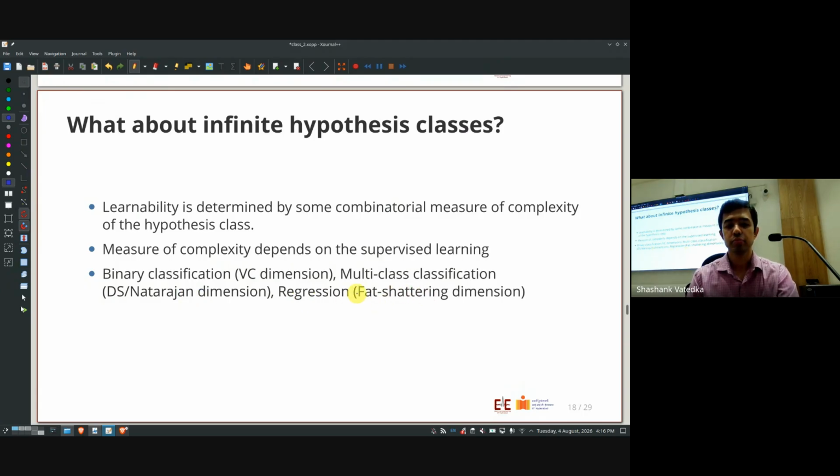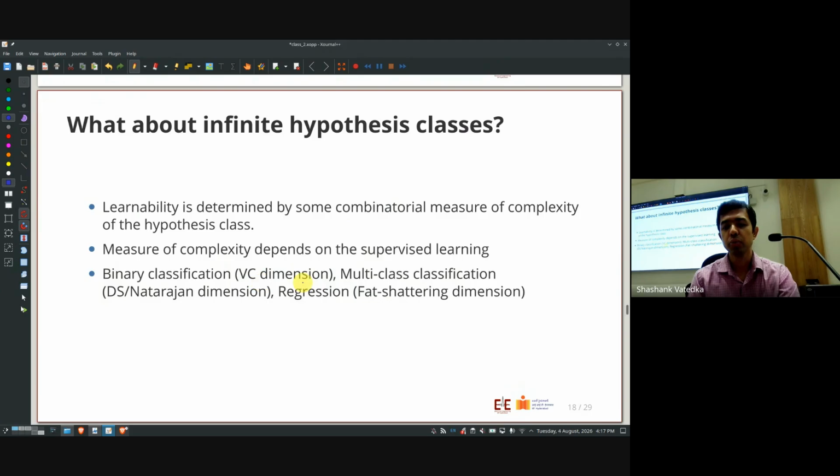And for regression, one parameter that is used, a very popular parameter, is called the fat shattering dimension. Again, these are not the only parameters. There are other parameters that also allow you to say whether a particular hypothesis class is PAC learnable or not. And in addition, also give you bounds on the sample complexity in terms of these parameters. So if you know, let's say, the VC dimension of your hypothesis class, then you can A, say whether it's PAC learnable or not, and B, also give bounds on the sample complexity. Right? So it gives you a lot more information than just whether it is PAC learnable or not. It also tells you how many samples you need in order to achieve a certain epsilon delta error.